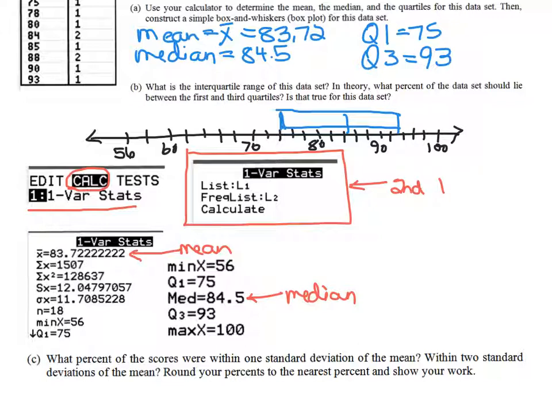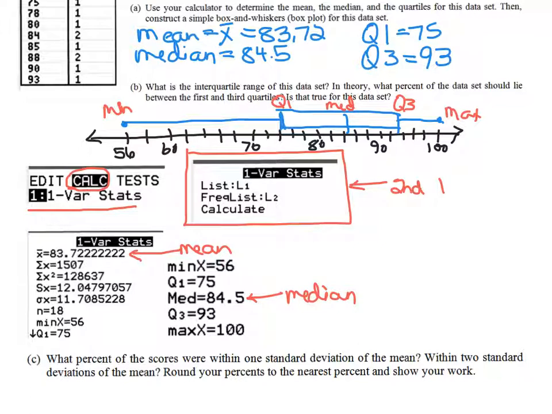To finish off the whiskers, I'm going to go to my minimum point of 56 and go from 56 over to the box. Then I'm going to go to my maximum value of 100 and go from my box up to 100. So you should see on here the minimum value over here, the maximum value over here. This is going to be my Q1. This is my median, which of course corresponds to Q2, and this would be quartile number 3.